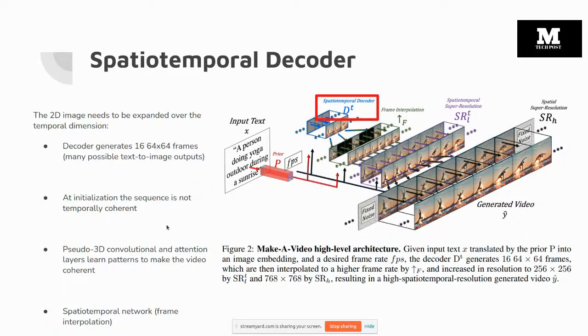But then, of course, I need to have our video to be temporally coherent. And so I need some other processing, like pseudo 3D convolutional and attention layers, to make the video coherent. And so this is another part of the model. And then there is another spatio-temporal network that is needed to increase the number of frames in the video clip.